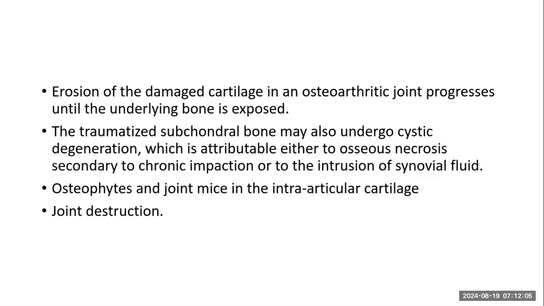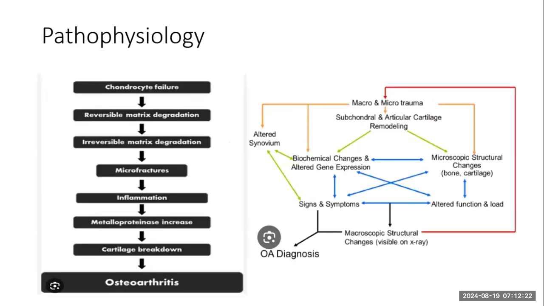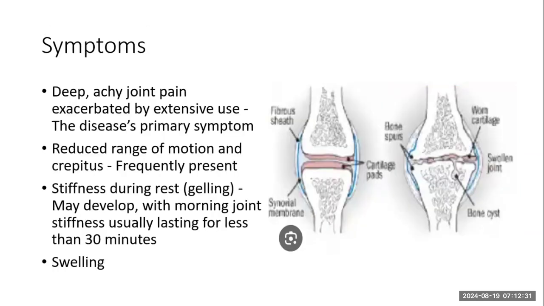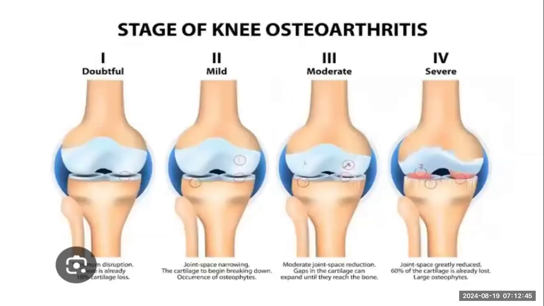This leads to more damage in the joint space, exposure of the subchondral bone, cystic degeneration in the bones, osteophytes and joint mice in the intra-articular cartilage, and then progressive joint destruction if no intervention is sought. And this is an algorithm just trying to describe what I've said, but because of time, I will just move on. Symptoms, we know the symptoms already: reduced range of motion and crepitus, joint swelling that is less than 30 minutes. If it's rheumatoid arthritis, it's more than 30 minutes. There can be swelling, and then there can be pain on movement of the joint.